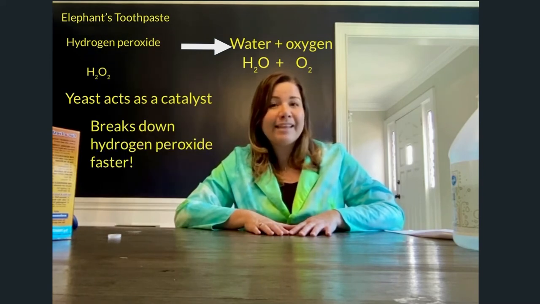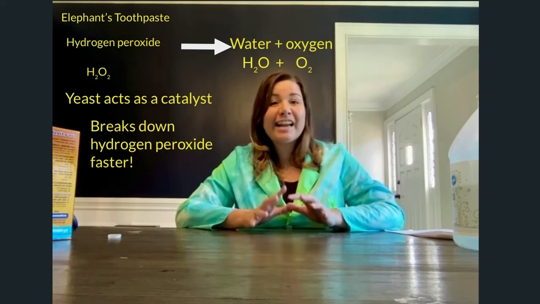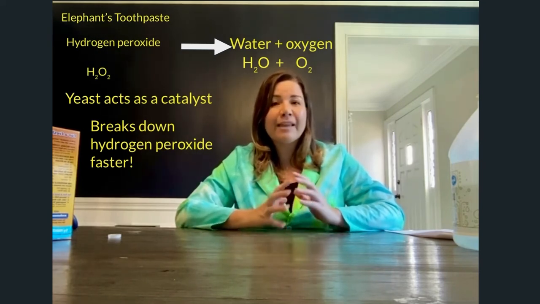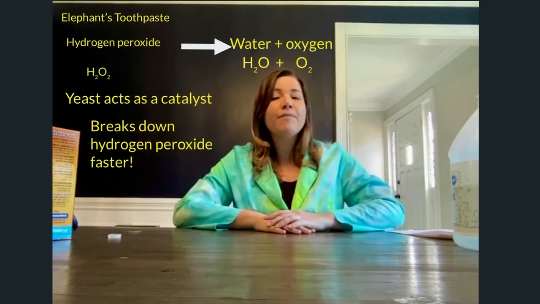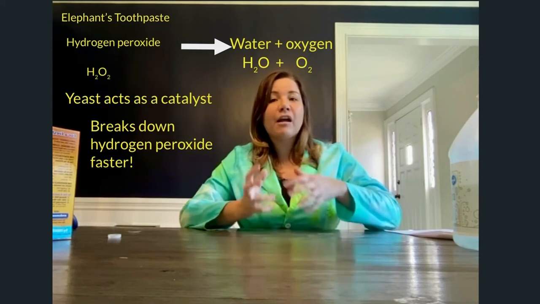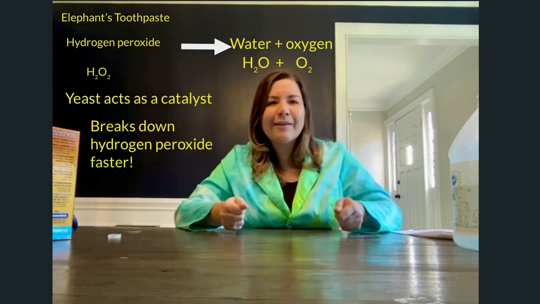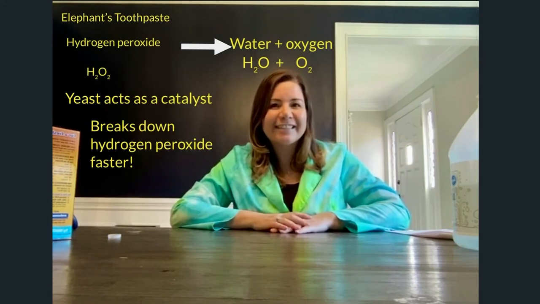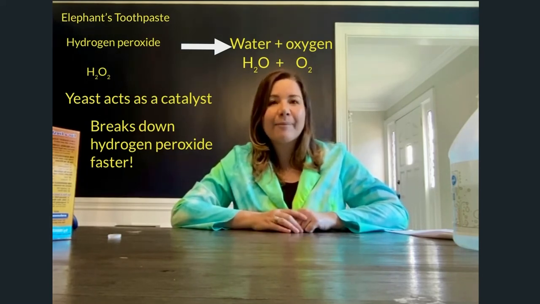Remember what happened in the elephant's toothpaste? Think about it. When oxygen was formed, that gas got trapped into that hydrogen peroxide mixture, and we saw that foaming up. As that oxygen got trapped, we saw that foaming up, and it started to ooze out of the bottle, which is why we needed to have a container to catch it in. So yeast acts as a catalyst and helps that reaction happen faster.